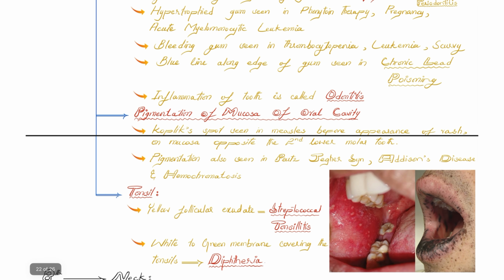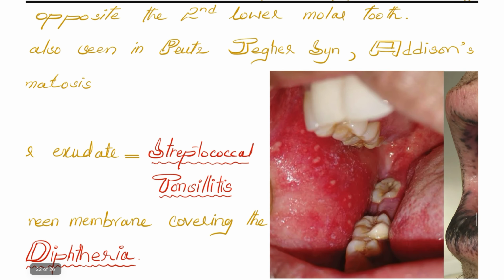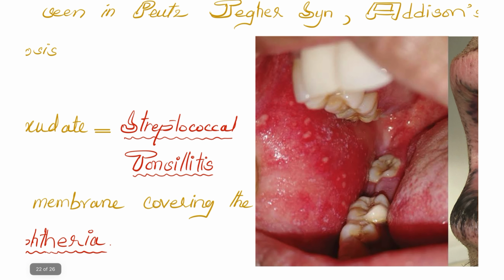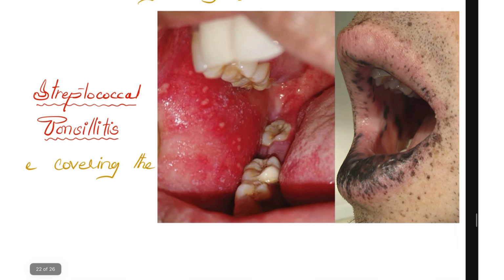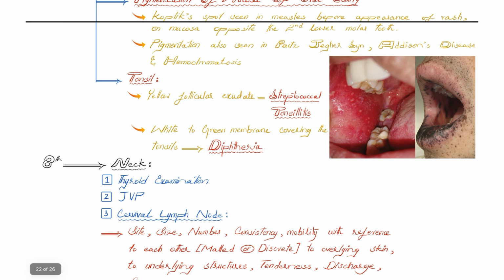Then look at the pigmentation of mucosa of oral cavity, like Koplik spot seen in the measles before appearance of rash, and is found on mucosa opposite to the second lower molar teeth. And you can find some pigmentation in Peutz-Jeghers syndrome, Addison's disease, and hemochromatosis. Then perform the examination of tonsils. If you find yellow follicular exudates on tonsils, then this is called streptococcal tonsillitis.